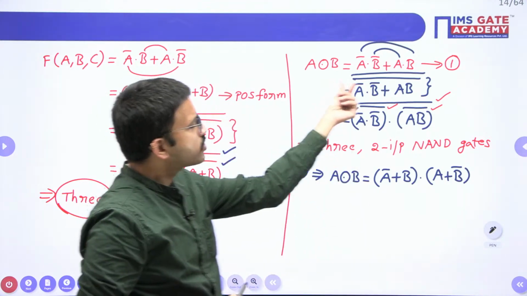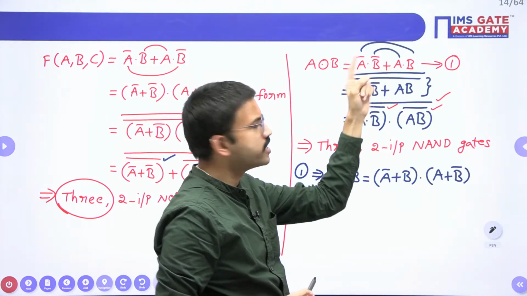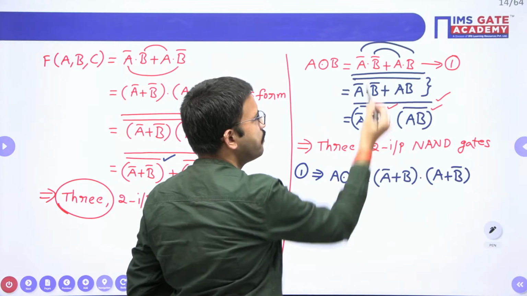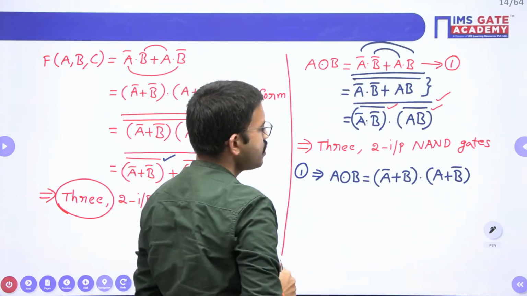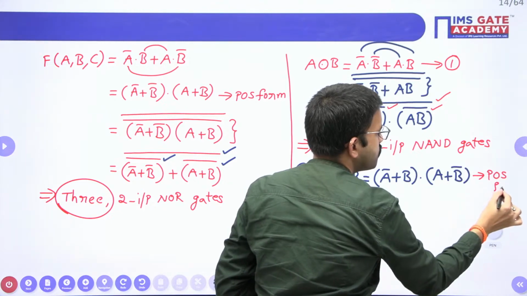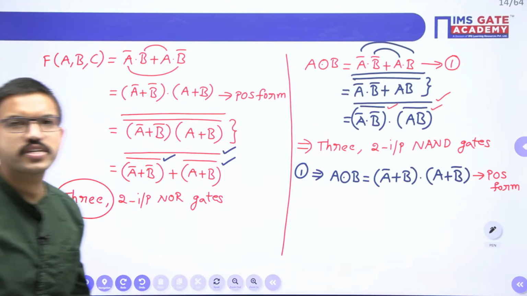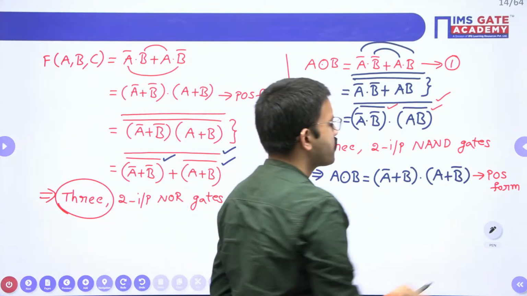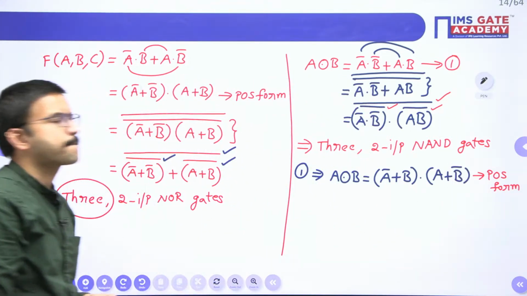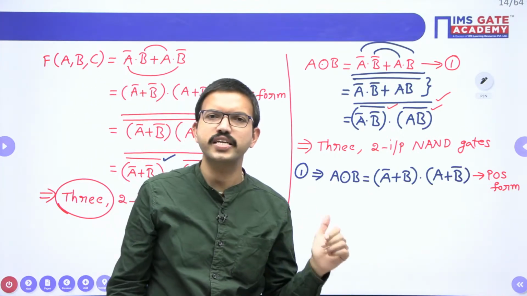See, whenever you are having a combination like this, just consider by trial. A bar plus A, you are getting 1, so you have to avoid that combination. You consider the other combination, A bar plus B, here A plus B bar. Now, this function is in POS form. Now we can easily implement it with the help of NOR gates. So all of you try once. How many 2-input NOR gates do we require? Just calculate. Same assumption: the inputs are available in both normal form and their complement form.